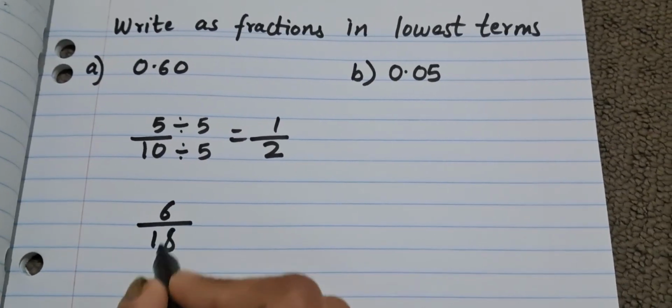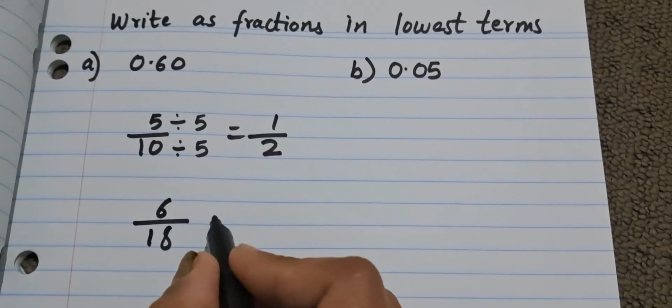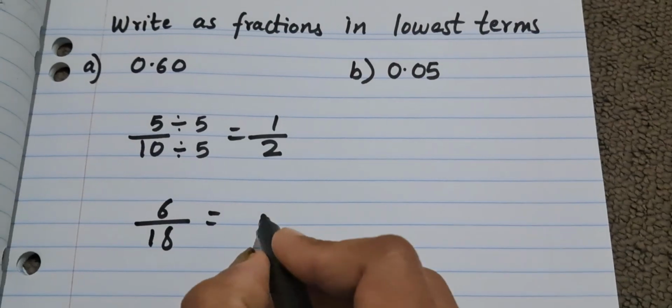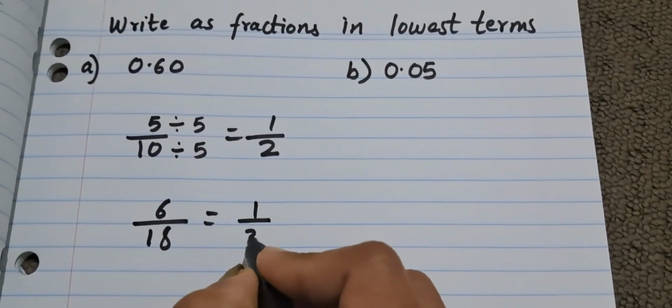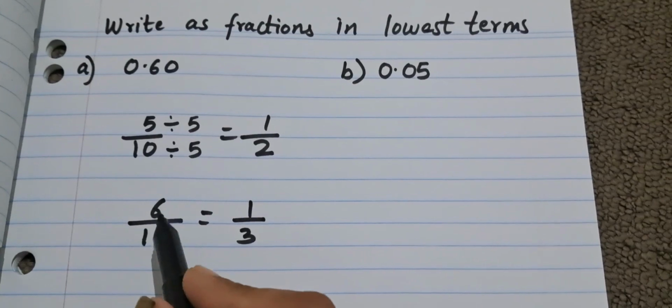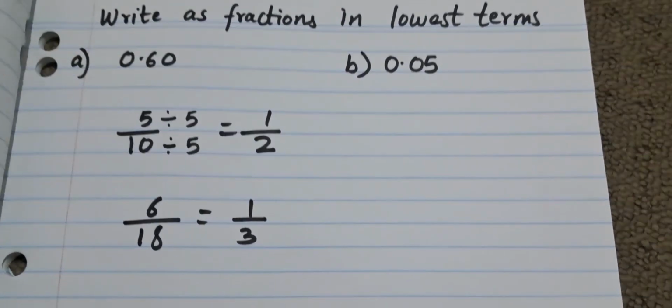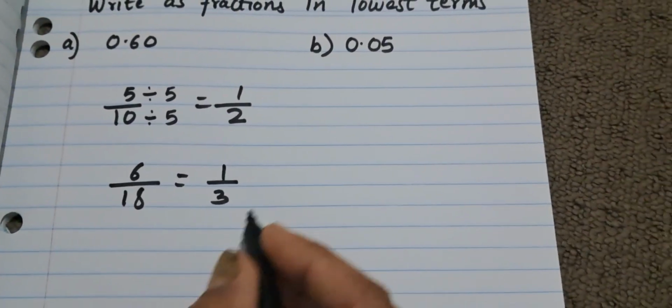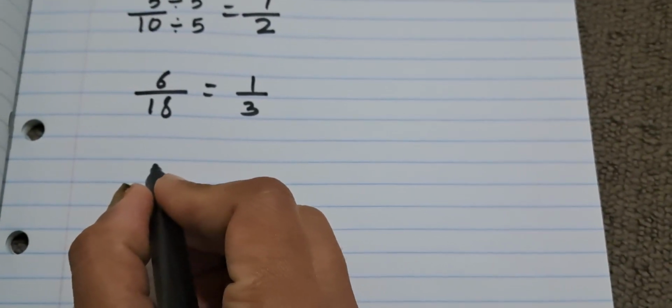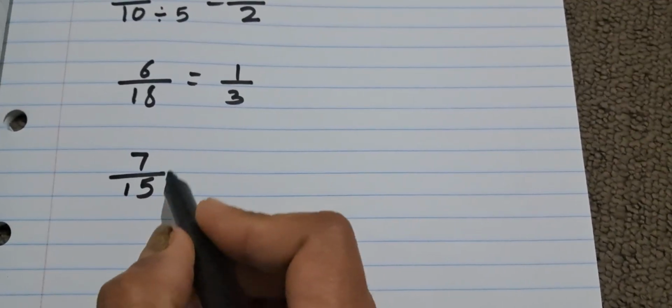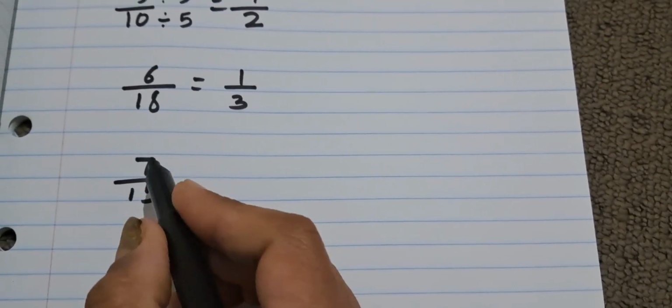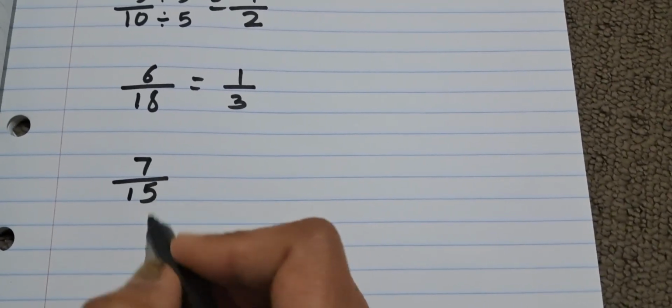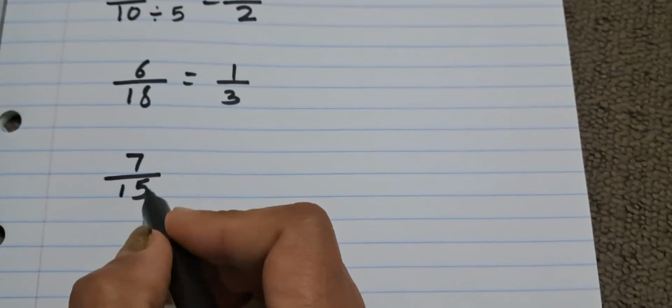6 by 18. So it is 1 by 3. How did we get 1 by 3? We have divided both numerator and denominator by 6. Sometimes they just give us numbers where we cannot simplify further, like 7 by 15. We cannot convert them into lower terms. This itself is the lowest term because there is nothing common between 7 and 15. So it cannot be further divided. So this is the lowest terms.